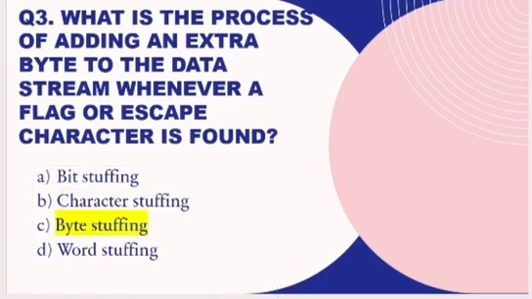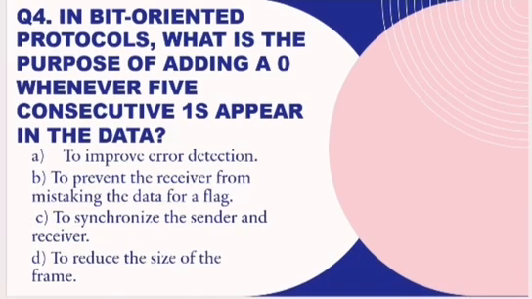I hope you all have guessed it right. Moving on to the fourth question. In bit oriented protocols, what is the purpose of adding a zero whenever five consecutive ones appear in the data? Option A, to improve error detection. Option B, to prevent the receiver from mistaking the data for a flag.